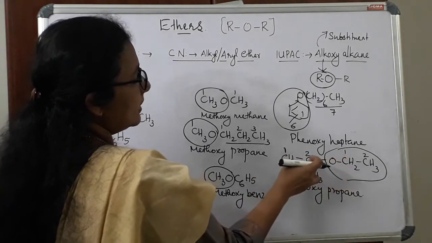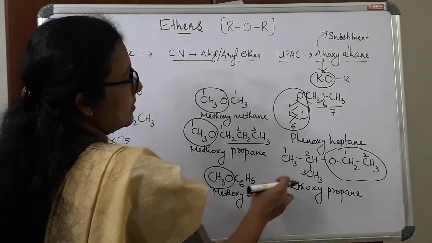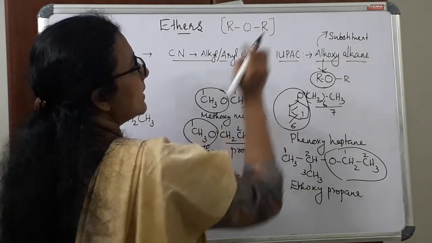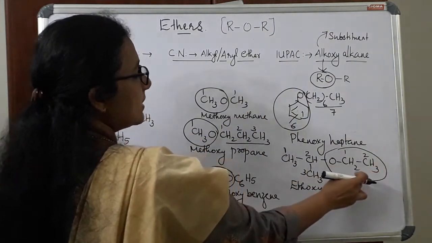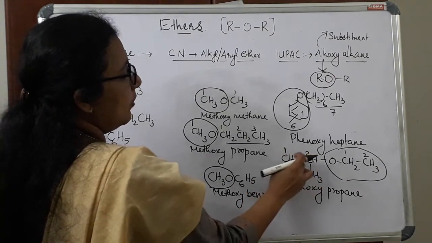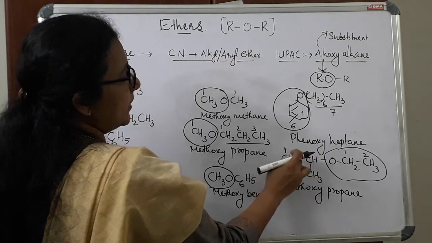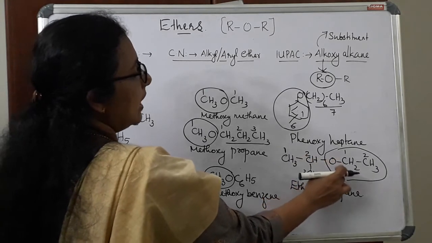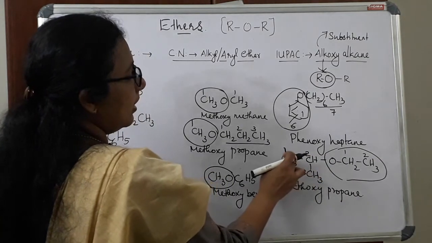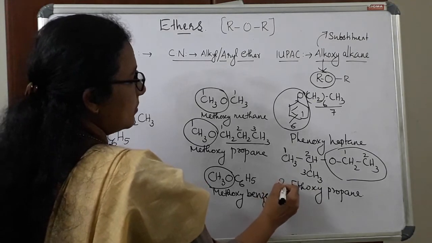Here we need to write the number, that is, which alkoxy part is connected to which carbon atom. I have already told you that the alkoxy part is considered as a substituent. So this substituent is actually connected to this carbon atom, that means the second carbon atom of this particular chain. Not the first carbon atom, it is the second carbon atom. So this alkoxy substituent is connected to the second carbon atom of this particular alkane. So we need to write that number also.